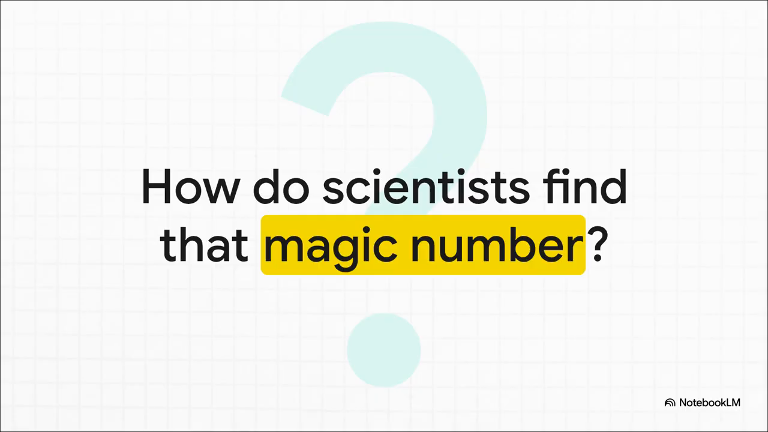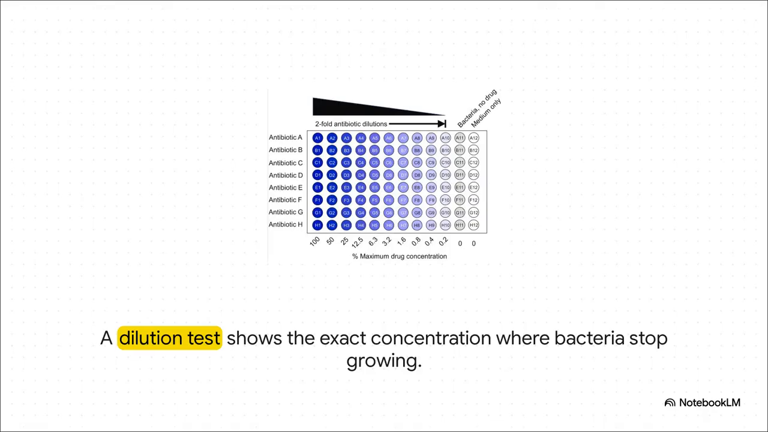So, that's the goal, right? Find the MIC. But how do scientists in a lab actually find that magic number? Well, they've got some pretty clever and surprisingly visual ways to figure it out. Okay, check this out. This is a classic dilution test.